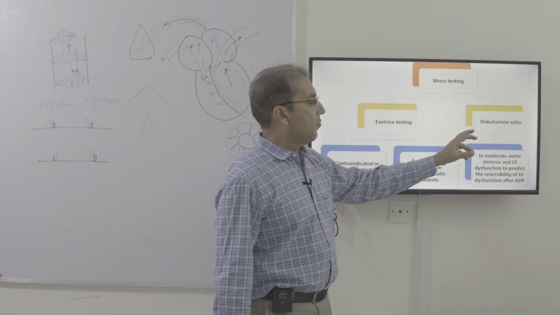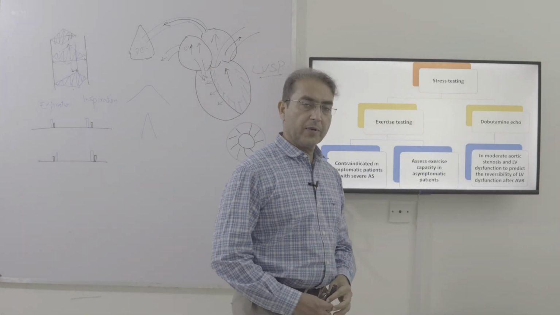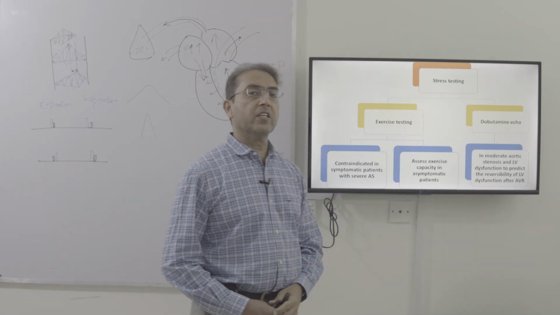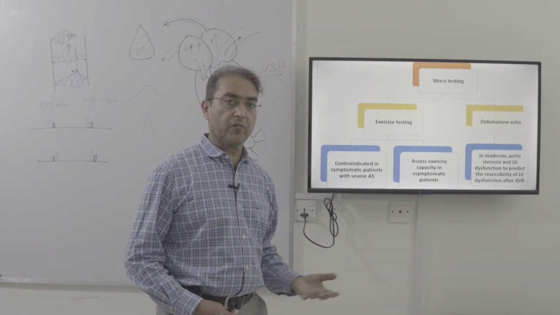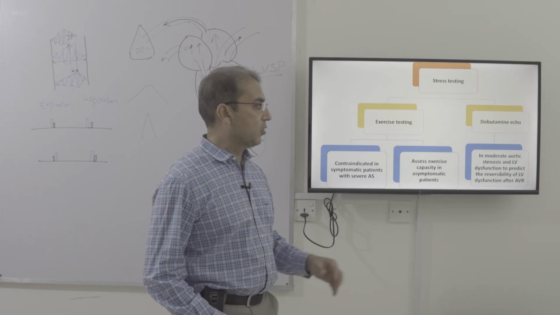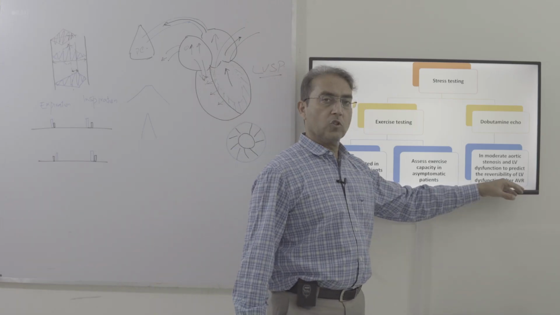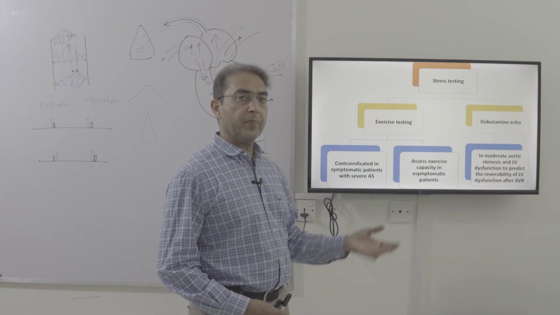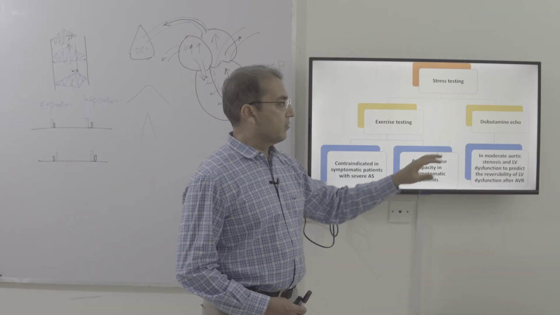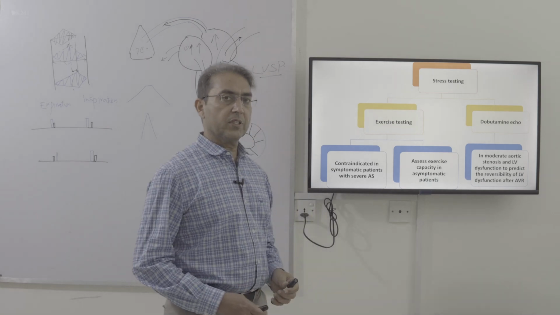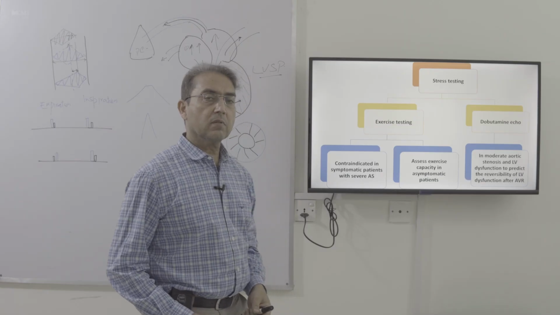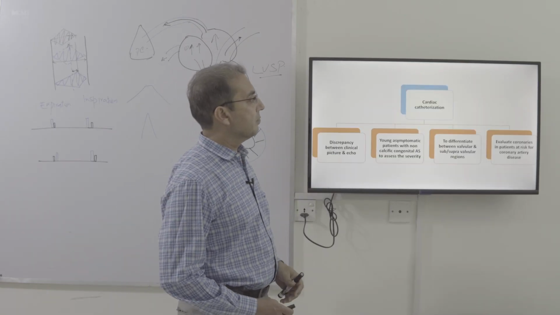And then we can go for dobutamine echo. Dobutamine echo, we do it in moderate aortic stenosis and LV dysfunction to assess the reversibility of the LV function after we go for aortic valve replacement. So it can be done prior to planning surgery, to see how much benefit there will be from the surgery. So this gives us information about how useful our surgical management is going to be.